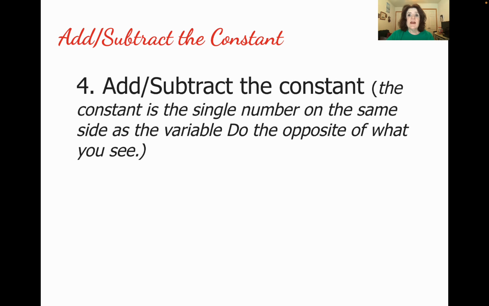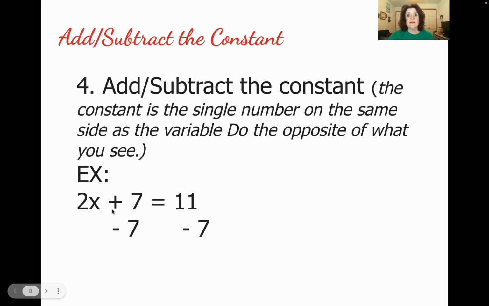Step 4 is to add or subtract the constant. The constant is the single number on the same side as the variable. And again, do the opposite of what you see. So in this equation of 2x plus 7 equals 11, the 7 is the constant. It's on the same side as the variable, but it's a single number. And you do the opposite of what you see. So you subtract 7 from both sides so that 2x is equal to 4. 11 minus 7 is 4.